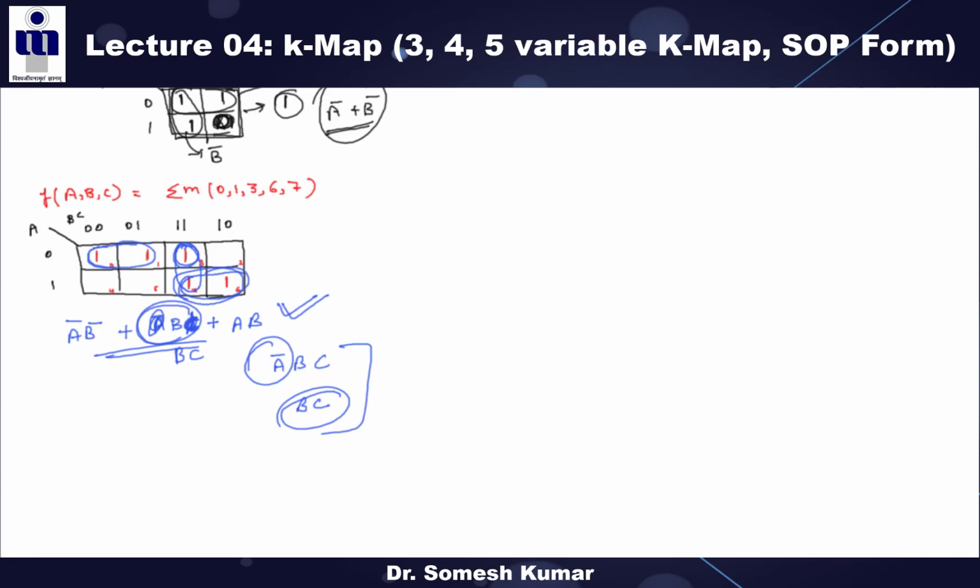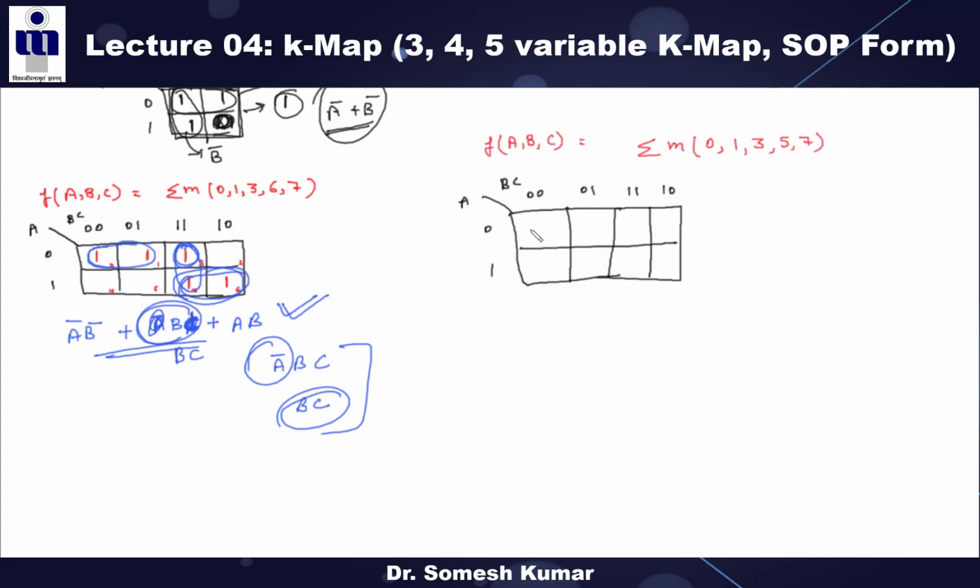Okay, so one more example I want to take. Can you minimize this function? So this is also a 3 variable function. So this is cell 0, this is 1, this is 2, this is 3, this is 4, this is 5, this is 6, and this is 7, right? Now tell me how to minimize this. Is a quad possible or not? Tell me. Yes, this quad is clearly possible, right? Clear?